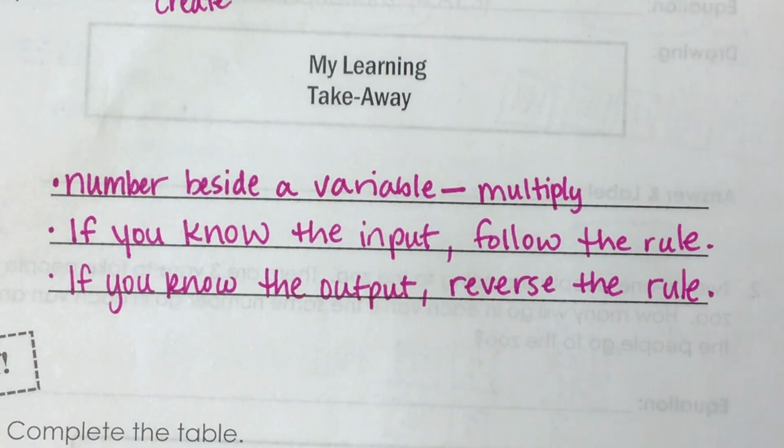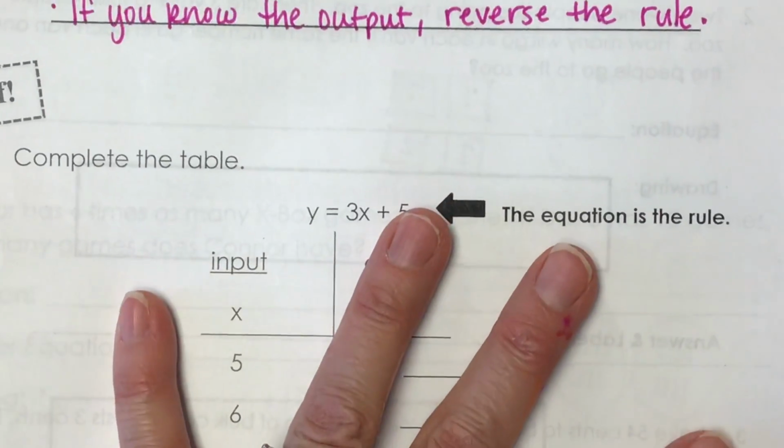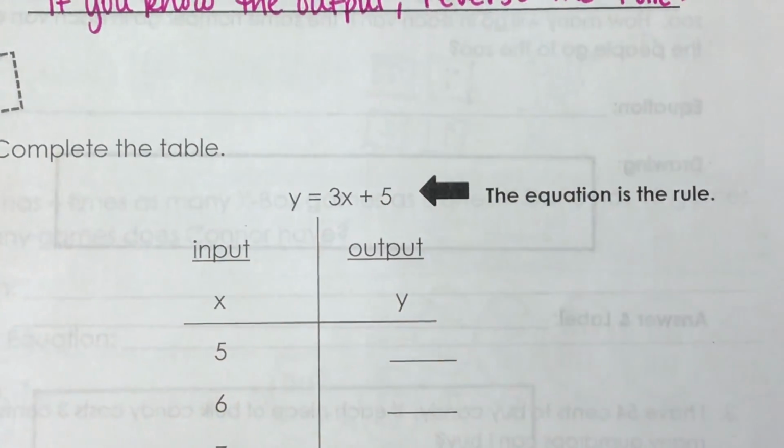Yes, ma'am? I'm a bit confused. I bet you are, but we're going to do a couple of examples together, and then I don't think you will be anymore. Mason? What happens if you have neither? The input nor the output, then you can't solve. Okay.